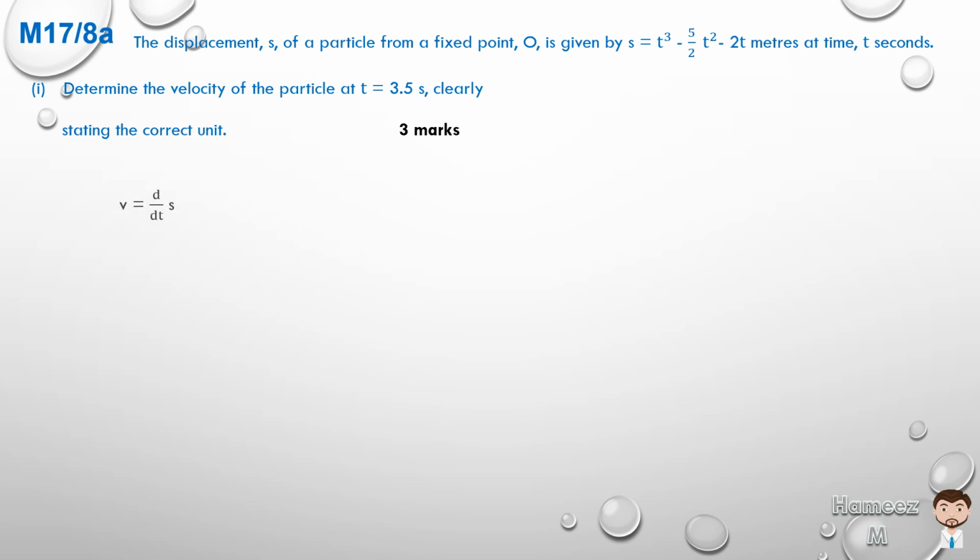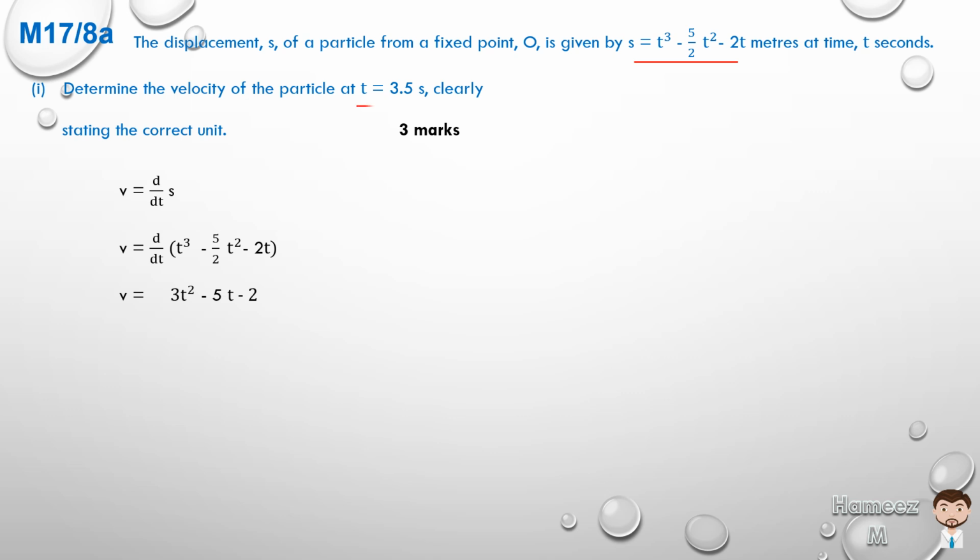So v is equal to ds dt, or the differential of s. And we know s, that's given above, so we can substitute v is equal to d dt of t cubed minus 5 over 2 t squared minus 2t, and if we differentiate with respect to t, it will give us 3t squared minus 5 on 2 times 2t, which will give us minus 5t minus 2.